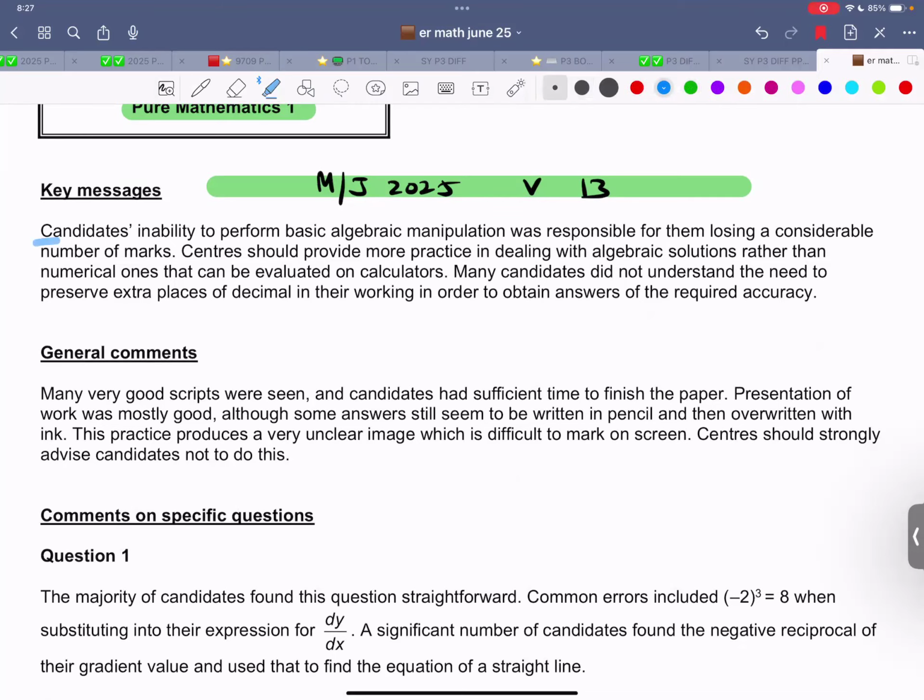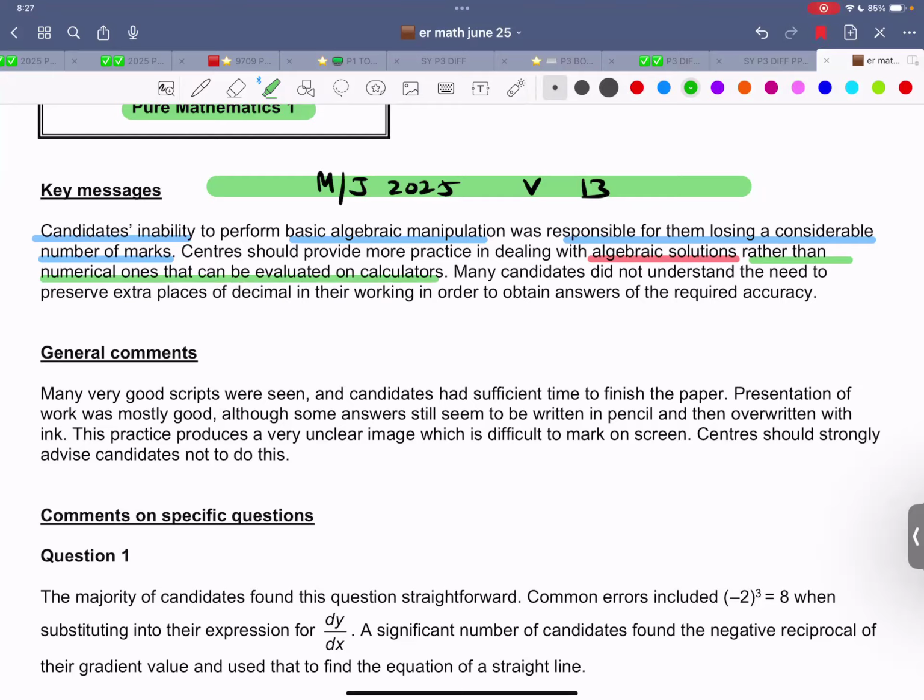Candidates' inability to perform basic algebra was responsible for them losing a considerable number of marks. Centers should provide more practice in dealing with algebraic solution rather than numerical ones that can be evaluated on calculator. Golden words. That is what I do in my class. Work with algebraic solution, work with symbols, rather than working with numerical ones which can be evaluated on the calculator.